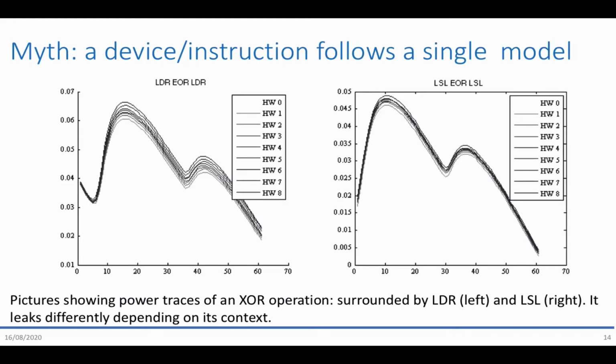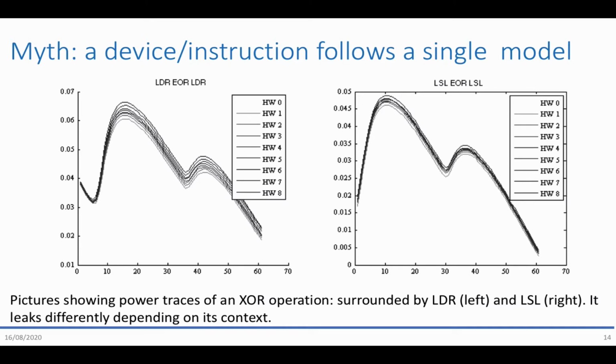This is the assumption that if you have a device, then this device follows a single leakage model. This isn't true. A single device has many, many different leakage models. In fact, even a single instruction on a device does not always leak in the same way. I have no better way to illustrate that than to simply show you some power traces from an instruction, which changes considerably depending on which instructions surround it.